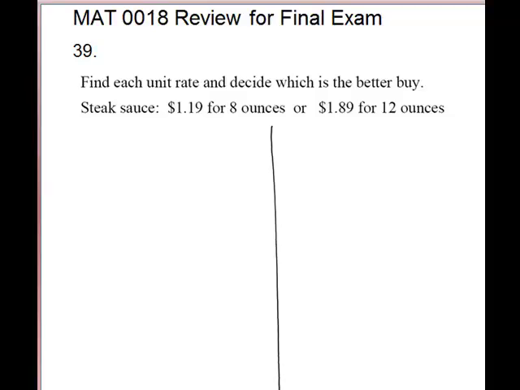We're going to continue our review starting at problem 39. Find the unit rate and decide which is a better buy. We have steak sauce, $1.19 for 8 ounces or $1.89 for 12 ounces. So we're going to find the unit price. So we want to look at price per ounce.